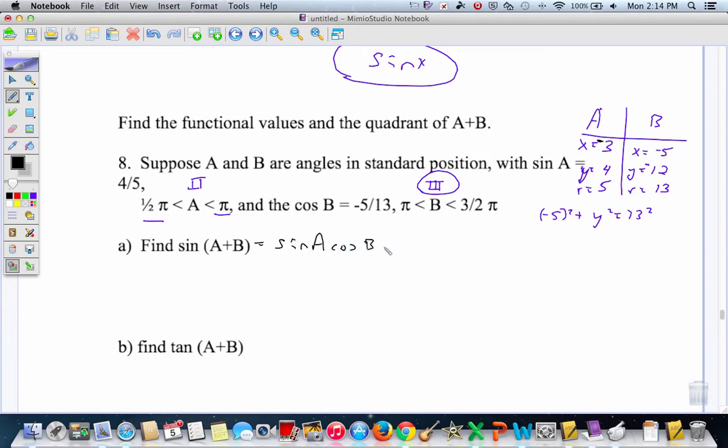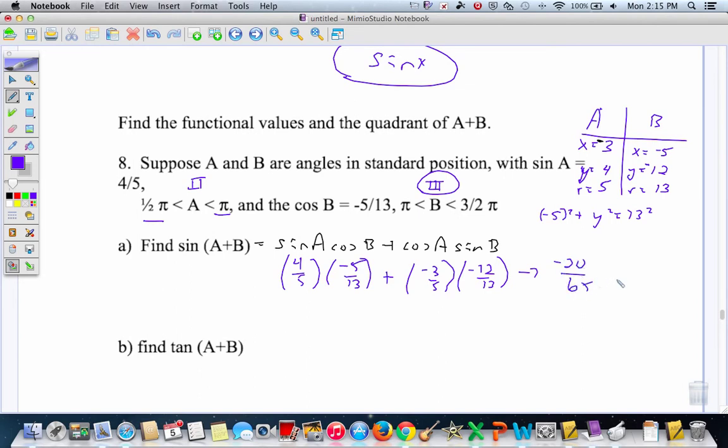But back to here, we want to find the sine of a plus b. That's the sine of a times the cosine of b plus the cosine of a times the sine of b. And since we have x, y, and r identified up here, we can go ahead and make those substitutions. The sine of a is y over r, or 4/5. The cosine of b is x over r, or negative 5/13. The cosine of a is x over r, or negative 3/5. And the sine of b is y over r, or negative 12/13.